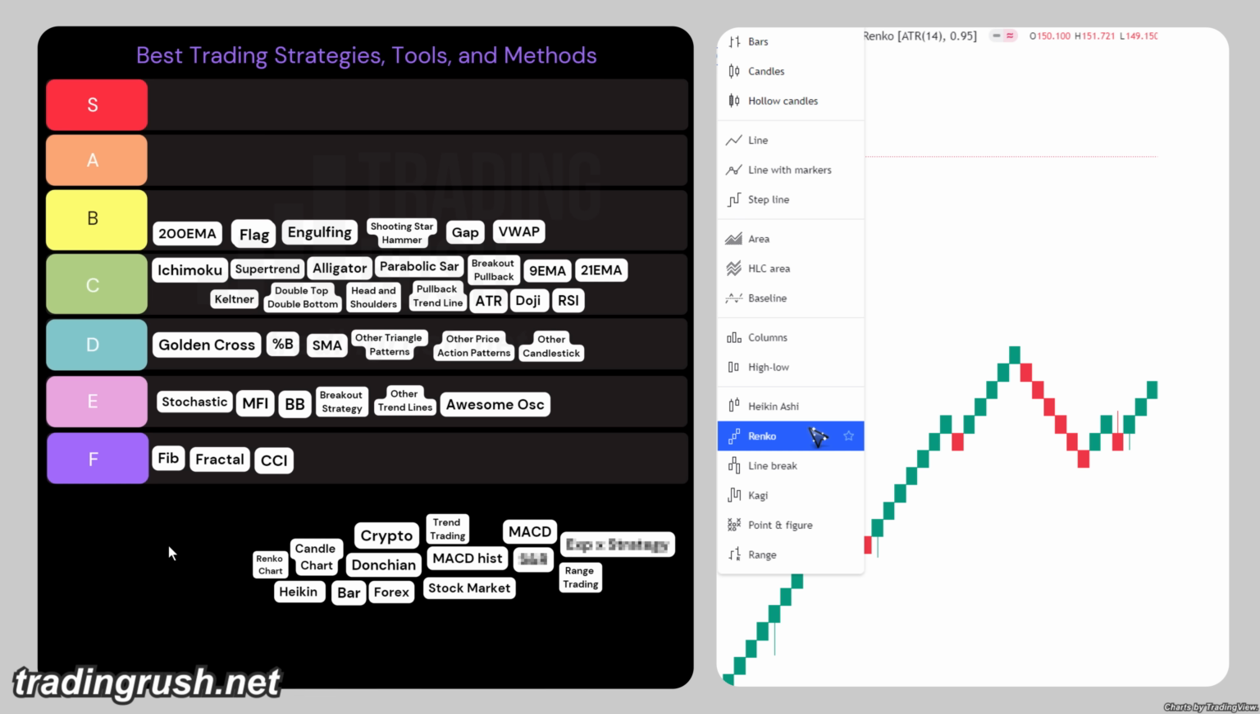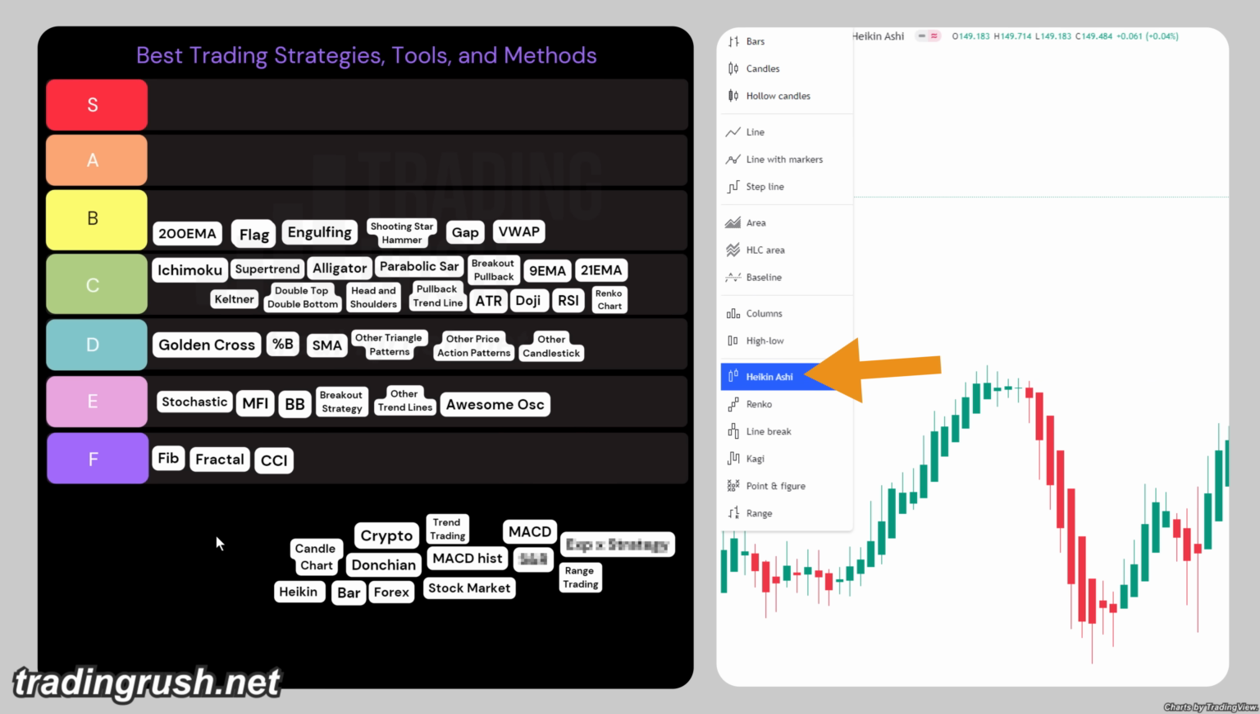When it comes to chart types, I have found Renko charts to be the best for drawing support resistance areas. They reduce the market noise and show the reversal points clearly. I would put them in the C tier. As for the Heikin Ashi chart, they are also good at filtering out the market noise. Furthermore, one can even use them to trail the stop loss. I would put them in the C category.